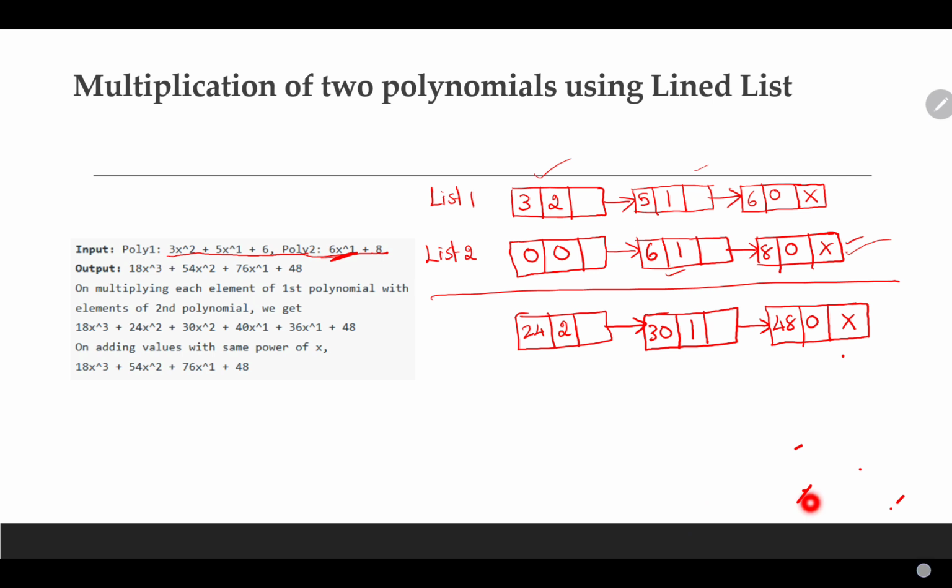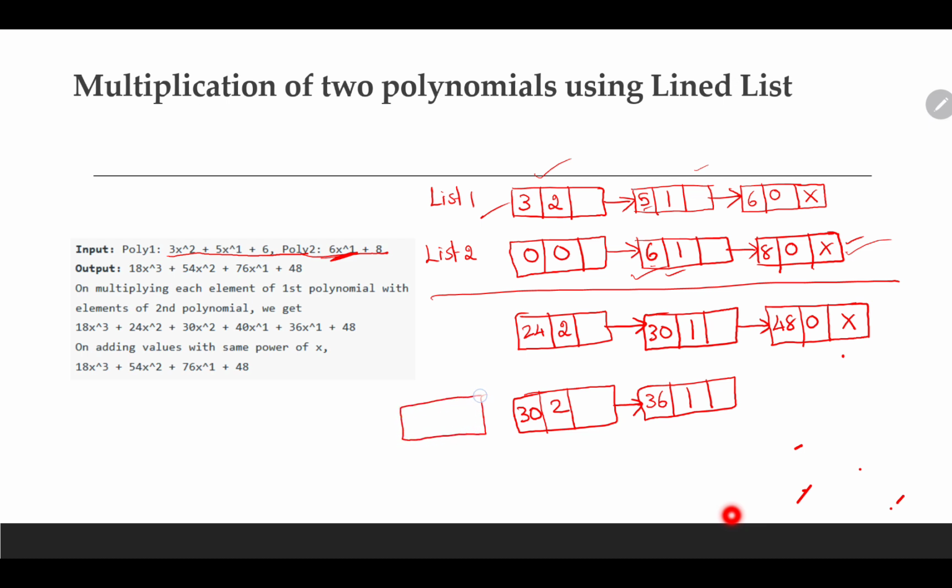Then next we will multiply by this. Then 6 into 6. It is 36. Then we are adding the power. It is 1. Then next 6 into 5. What is 6 into 5? It is 30. Then power we have to add 1 plus 1. It is 2. Then 6 into 3. We have to multiply this and this. 6 into 3 is 18. Then we have to add the power. It is 1 plus 2. It is 3. Then we don't want to add this. We can leave this. Then we can do the addition.